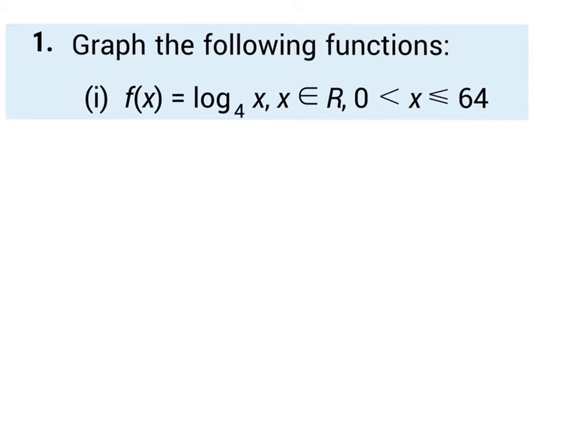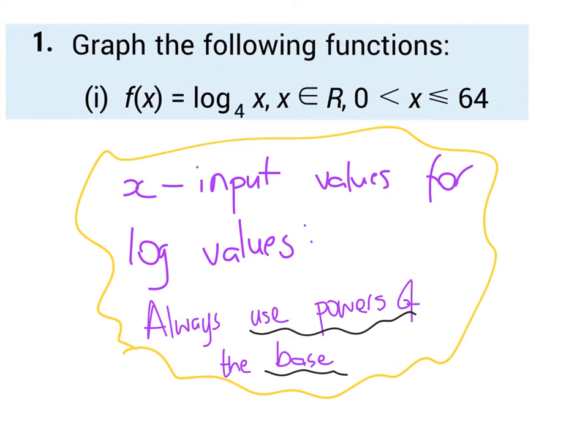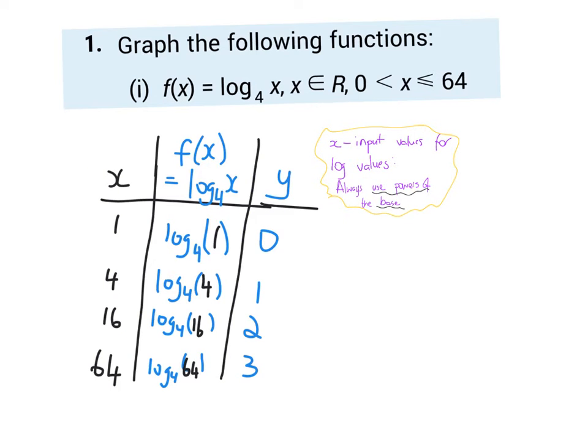So really, all the time when we are graphing log functions, we will always use the powers of the base, always. Here our base is 4, so our input values for x will be 1, 4, 16, and 64. Okay, so just make sure to write this rule into your copy, it's very important. Now we have our input values done.